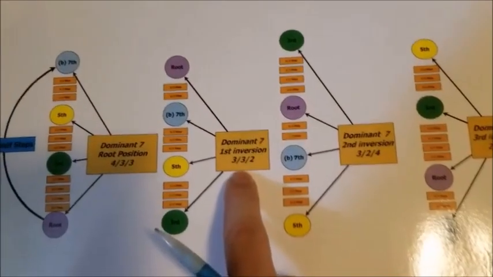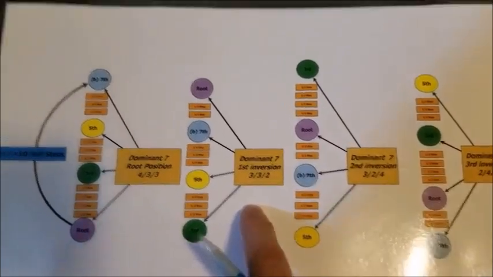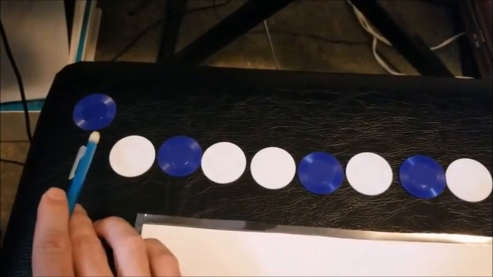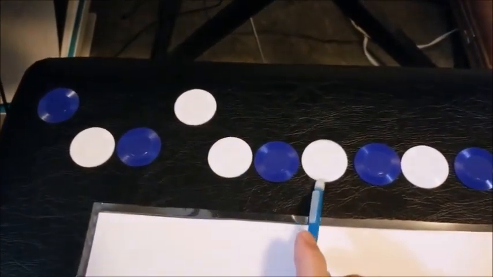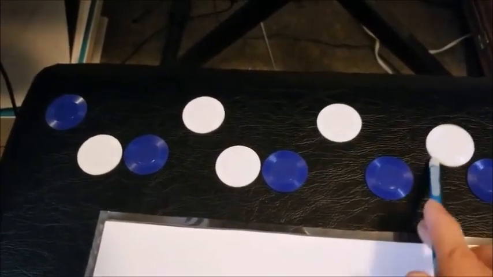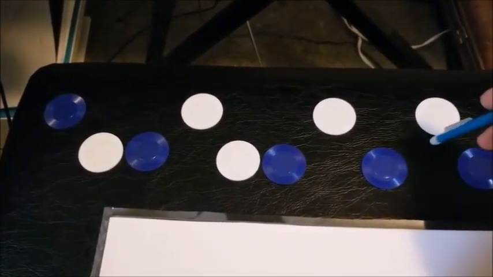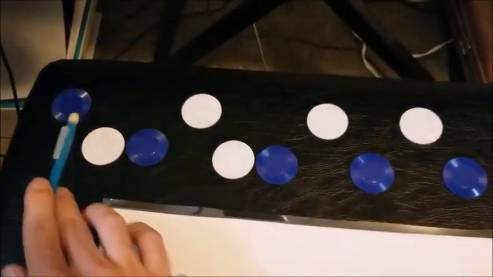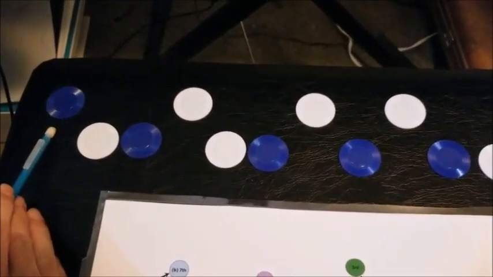Now let's do our 3-3-2 dominant 7 first inversion form, starting on this note. We have a 3-3-2: 1, 2, 3, 1, 2, 3, and 1, 2. So now we have the form third, fifth, flat seventh, and root. Our root is going to be A. So we have an A, C sharp, E, G, or an A7 in first inversion.